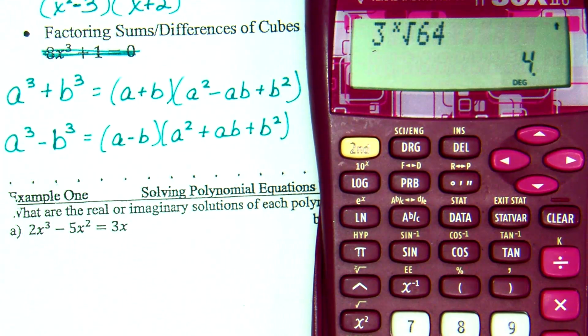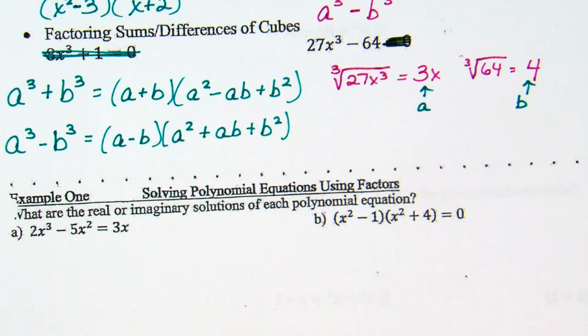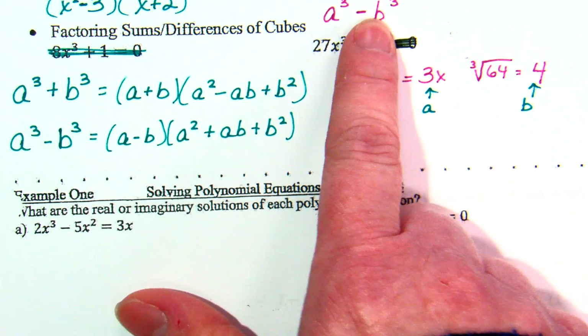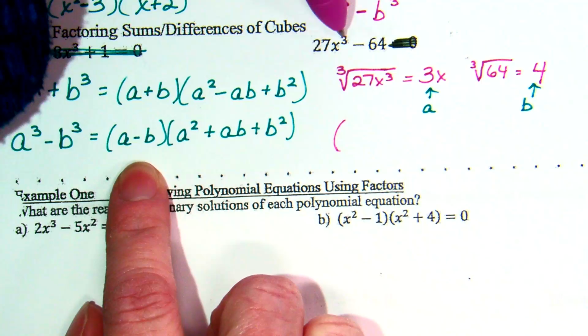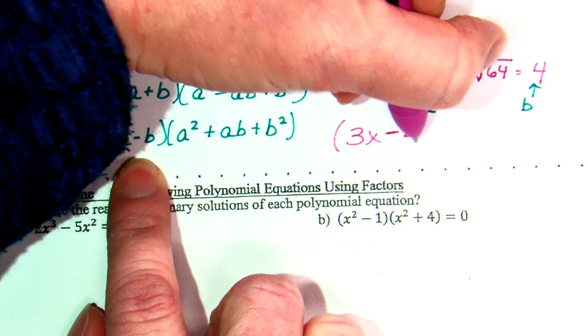Now, let's set this up. We found our 2 cube roots, so we're going to use those as a and b values. This is a cubed minus b cubed, so over here, the first parenthesis I'm going to do is a minus b. So my a value, being the cube root of 27x cubed, was 3x. Since the sign in the problem is a minus, I'm going to say minus b, the cube root of 64, which was 4. So 3x minus 4.